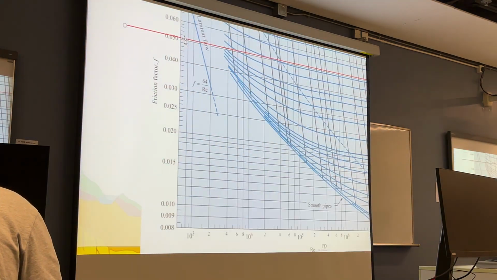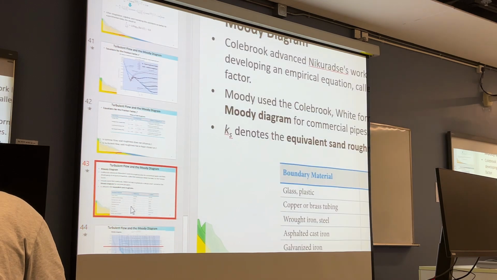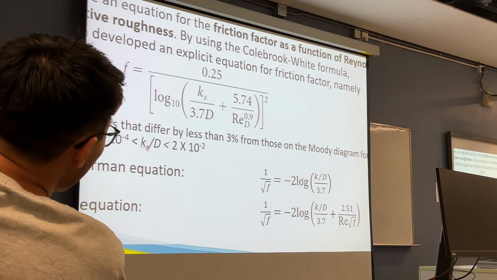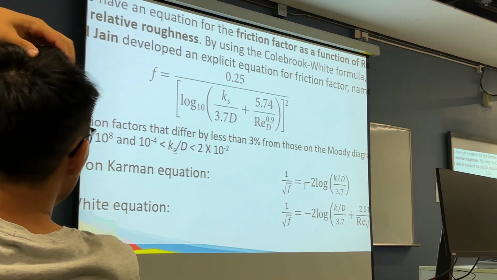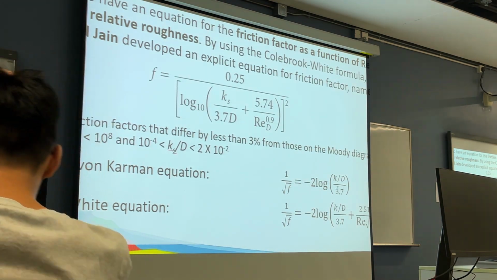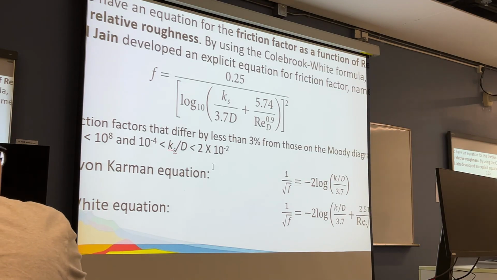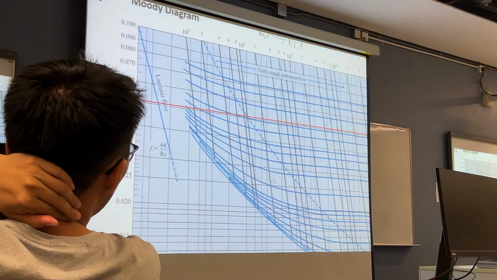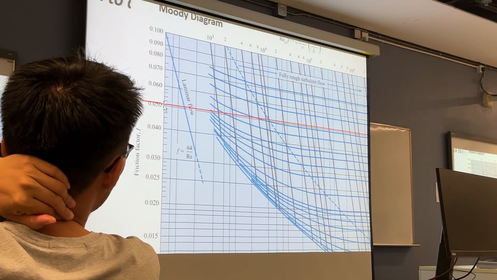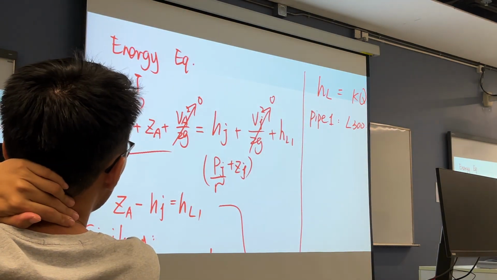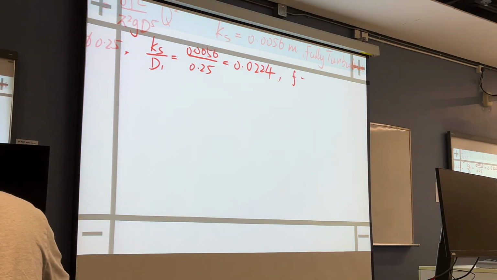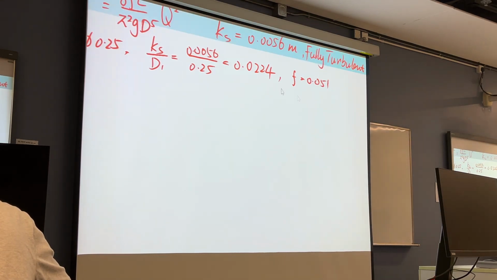Actually, because it's fully turbulent, I have used the Colebrook equation to find it. The result of the frictional factor also matched with this one. It is found to be about 0.051 here. Okay, the frictional factor is 0.051 for this pipe 1.